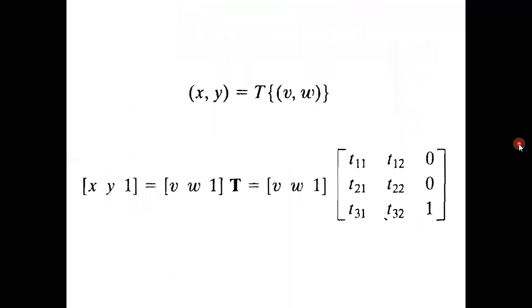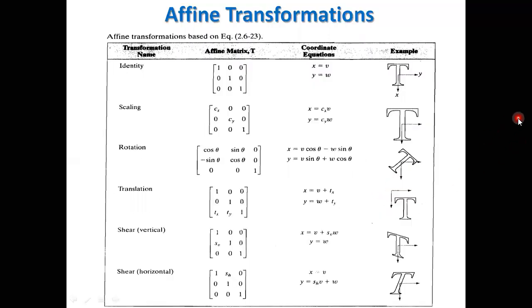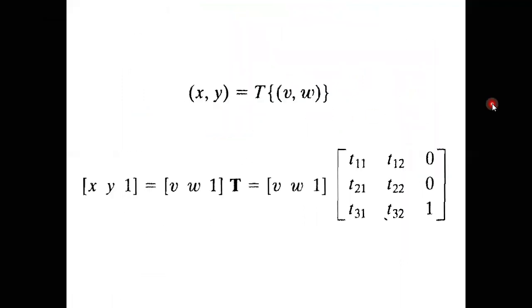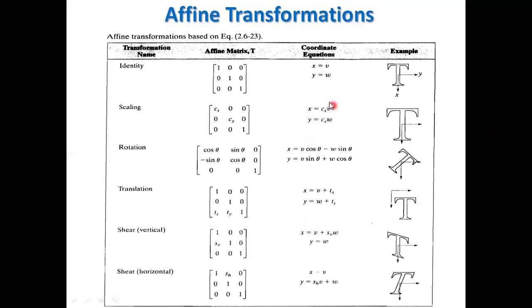then substituting this T here, we are getting the coordinate equations x equal to v and y equal to w. Diagrammatically, the T is displayed like this. The next one is scaling, that means increasing. If you are scaling, this is the affine matrix we are taking. Substituting it here instead of T, we are getting these coordinate equations, and then T is displayed like this.